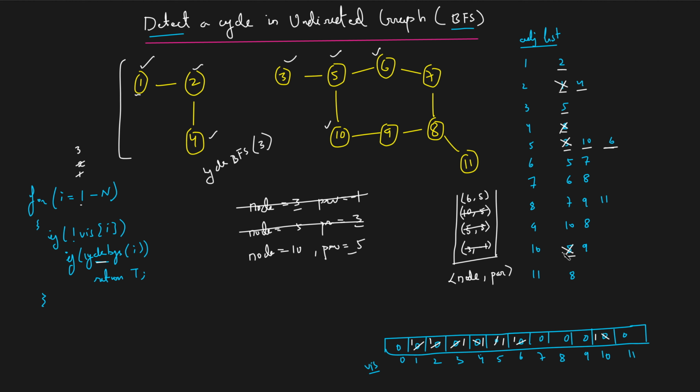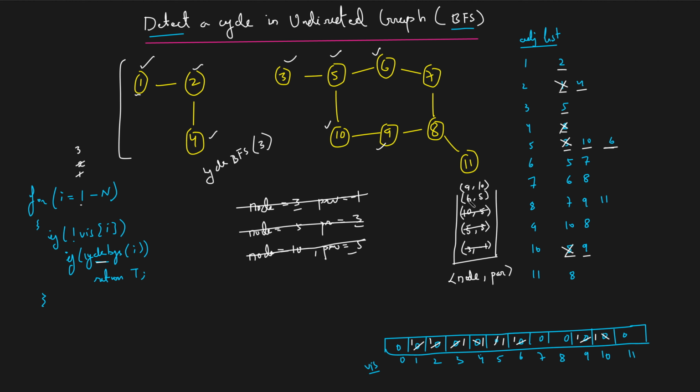So there is no need to put it into the queue. What's the next adjacent node? 9. Is 9 visited? No. So please make sure you mark it as visited, and the previous node for 9 will be 10. So you put it into your queue and visit 9 also. Are there any further adjacent nodes for 10? No. So you just complete the traversal for 10.